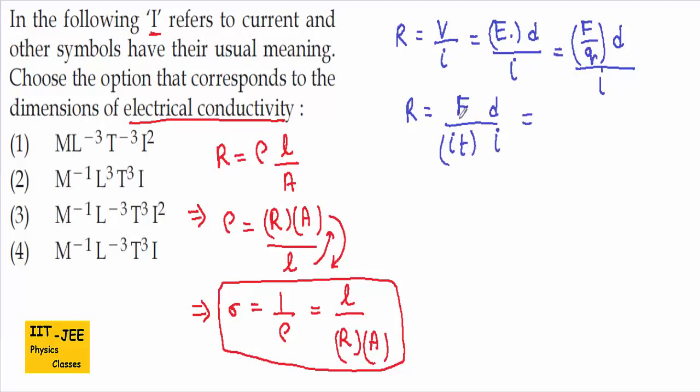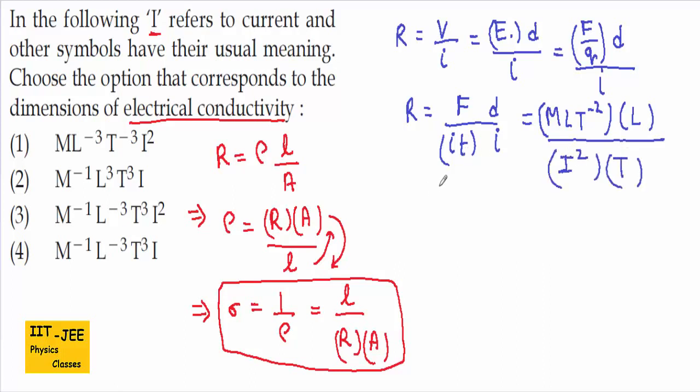Let's plug in all the dimensions. Dimension of force is M L T to the minus 2. Dimension of D is L and this is I squared. Here it says I refers to current, so we will plug in I squared, and for T it's time. So finally we got R equals M L squared T to the minus 3 divided by I squared, that is I to the minus 2. Just plug in this value over here.